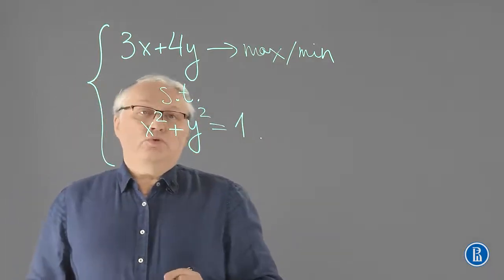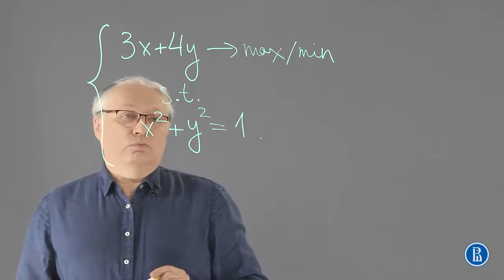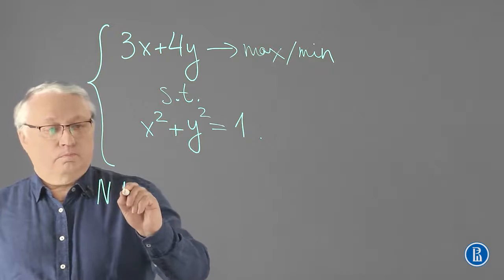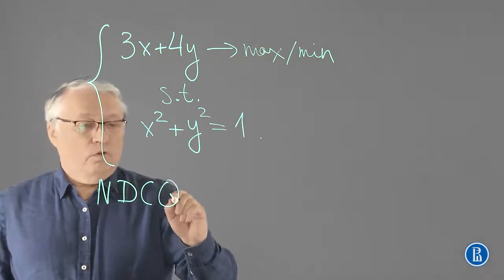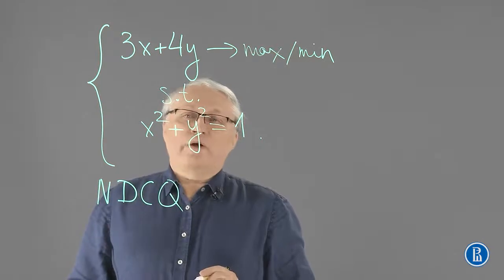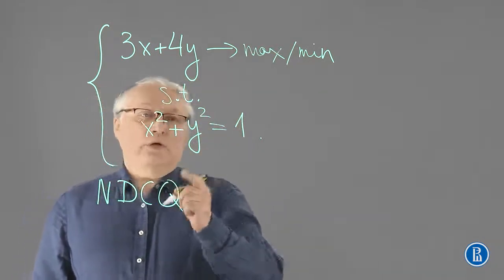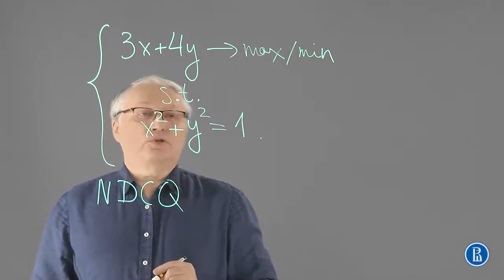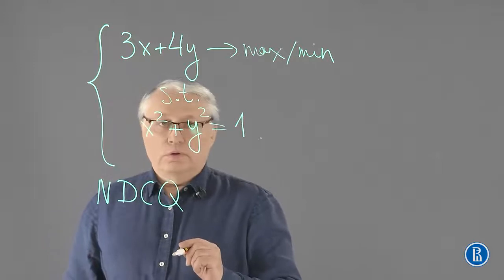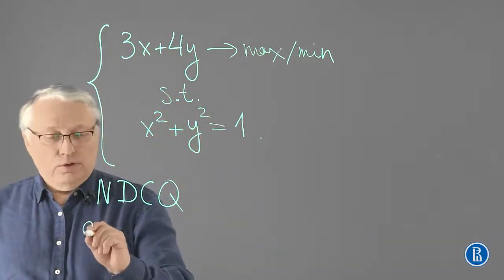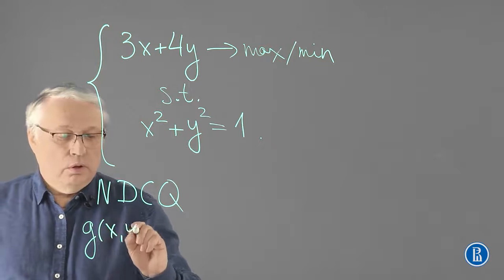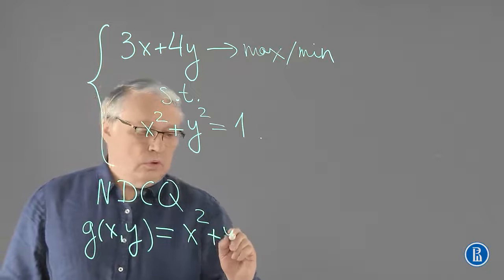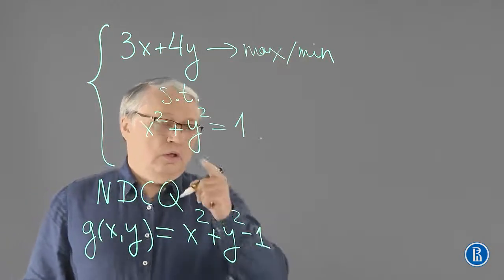We have learned that we need to start with checking the NDCQ condition, in the form of verifying whether the constraint function, or rather its gradient, will turn 0 at some point. So our constraint is the function, and here we set it to 0.